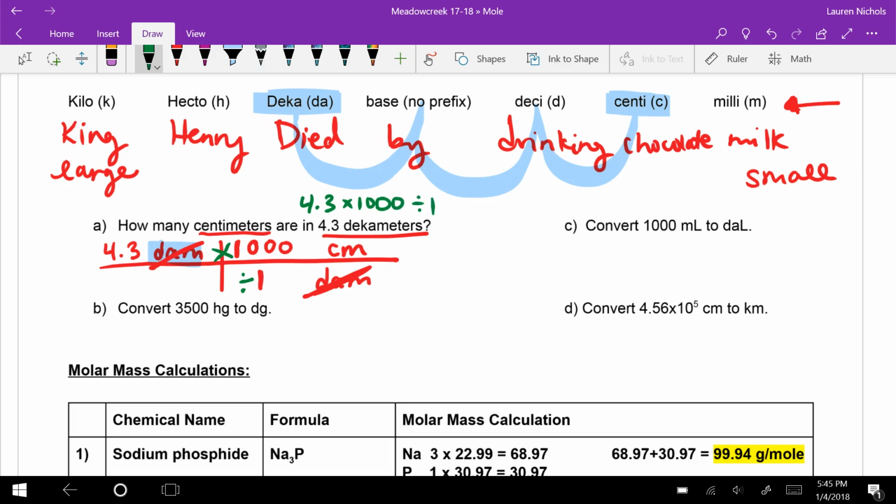Now obviously there's no real reason for dividing by 1. It won't change your answer, but you want to get in the habit of knowing what you should do. And so when we do 4.3 times 1,000, we get 4,300 centimeters as our final answer.